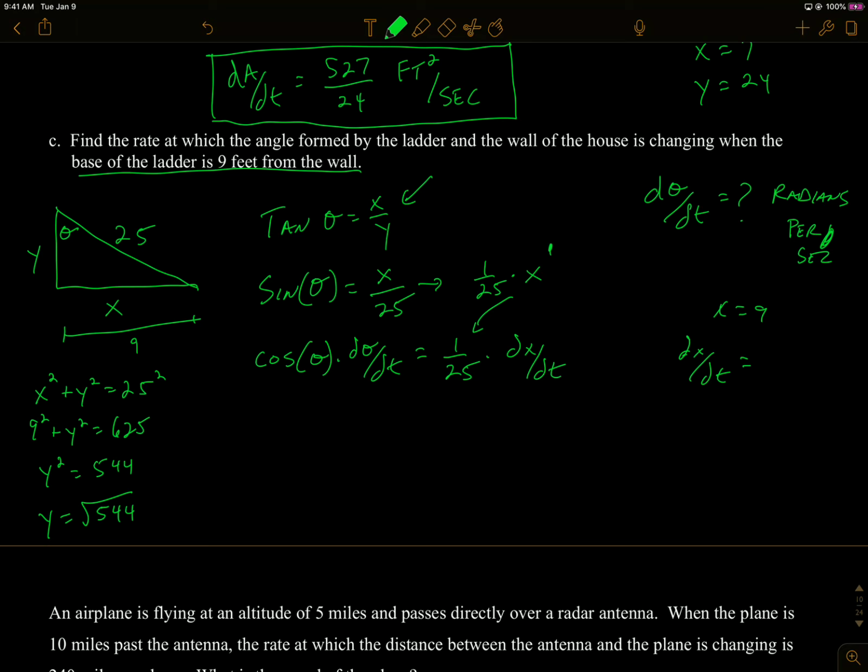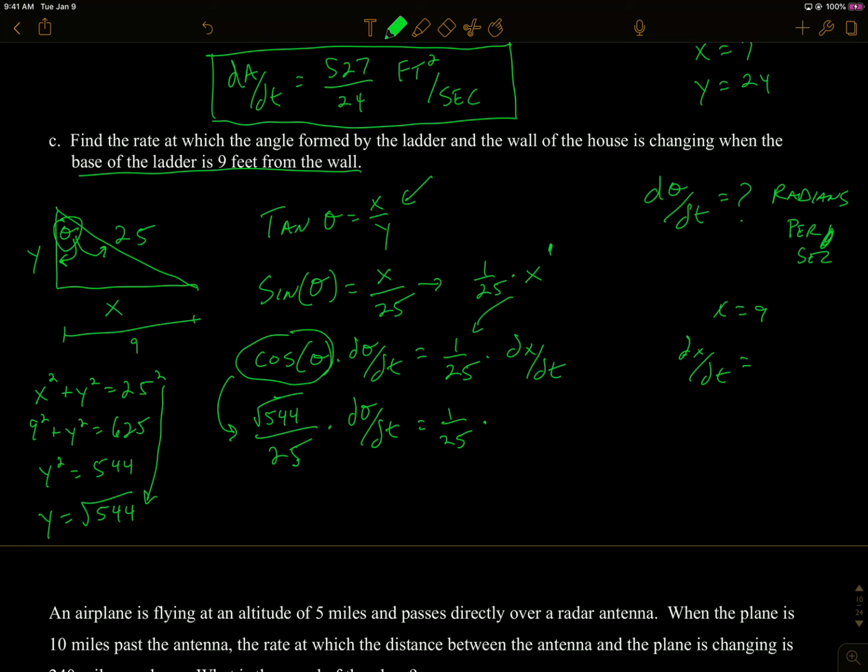We're going to need y because now we're going to fill in what we have over here. Cosine of theta is going to be the square root of 544 over 25. How did I get that? That's why I needed to find y. If I look at theta, the cosine of theta is the ratio of the adjacent side over the hypotenuse. So cosine of theta can get replaced by this fraction, because that's what cosine of theta is. That's why we need to do Pythagorean theorem and find this side y, so that I can fill in for cosine of theta, times d theta dt, the rate of change of that angle, which is what we're looking for.